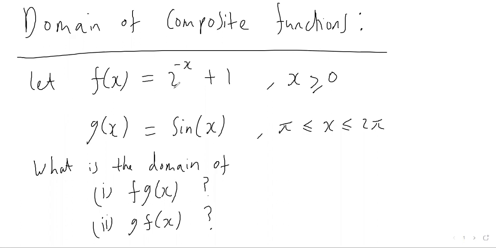So let f of x equal 2 to the power of negative x plus 1, with a domain here of x being greater than or equal to 1. So remember, this is our domain for x, and this is our domain here for g. So x is between pi and 2 pi. Now, if you've not seen radians before, I'm using radians here instead of angles.